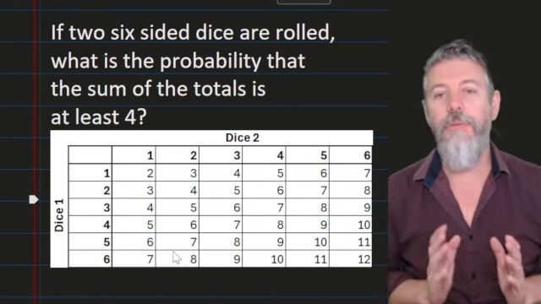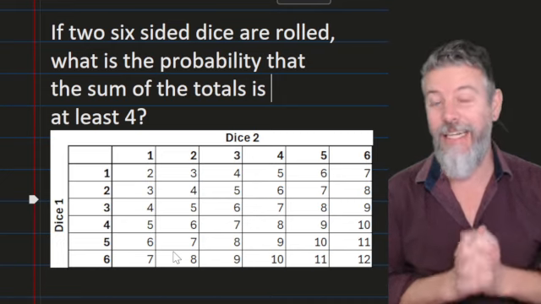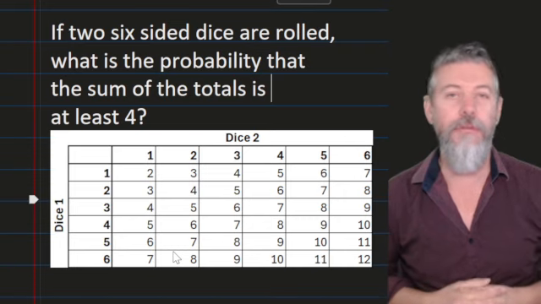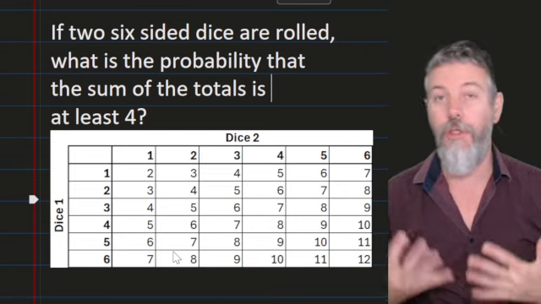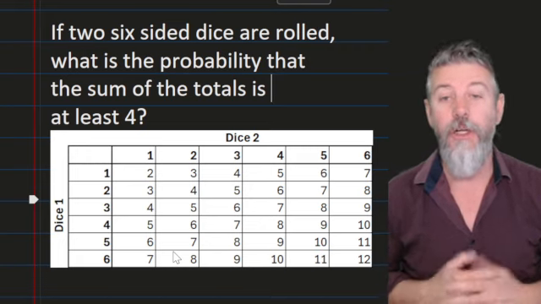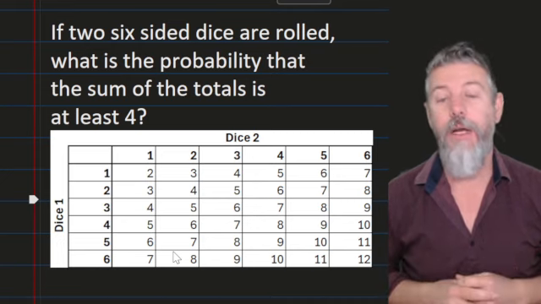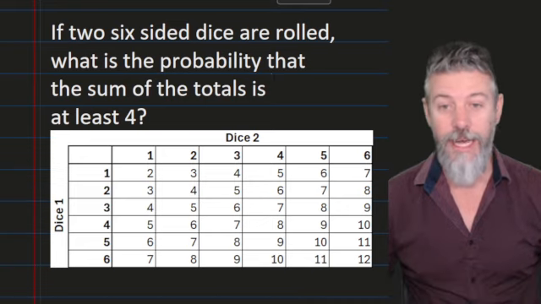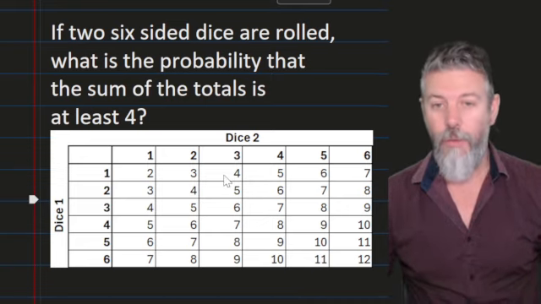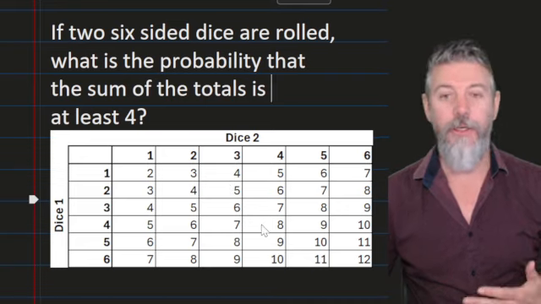The question being, what is the probability that the sum of the total is at least 4? So if you're a student and you've got no shortcuts or concept-based approach to do this question, you might literally be building this table in the exam, and then going along and counting the squares and going, well, there's 1, 2, 3, 4, 5, 6, and away you go.